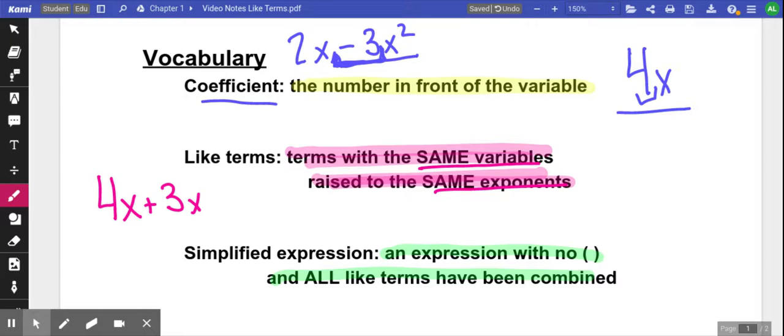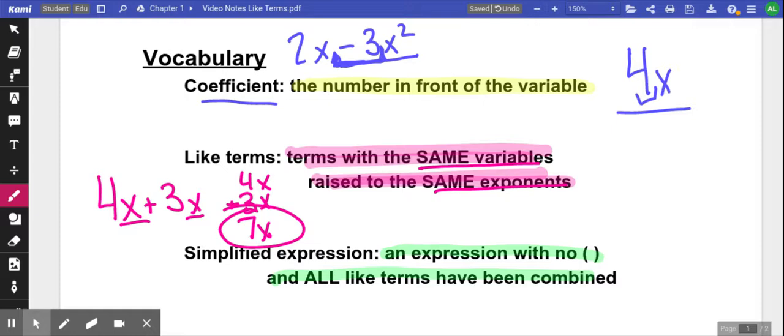So right here, 4x plus 3x, well, we've got two of the same variable. It's being raised to the same exponent. We don't have an exponent. All right, so we're going to add together that 4 and the 3. Okay, so 4 plus 3 is 7x. Something that a lot of people like to do is they think, oh, I get to add the x's together, so they want to make it 7x squared. That's not what we're doing. We're only adding together those coefficients.